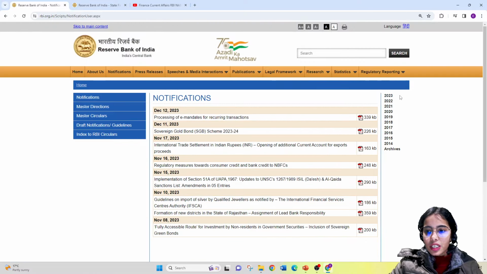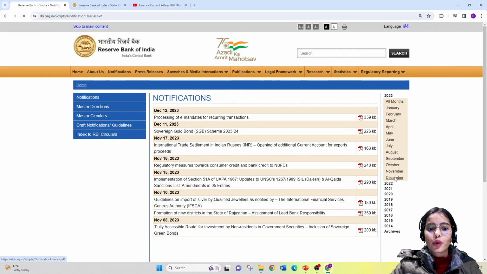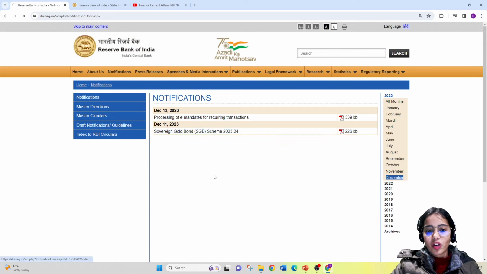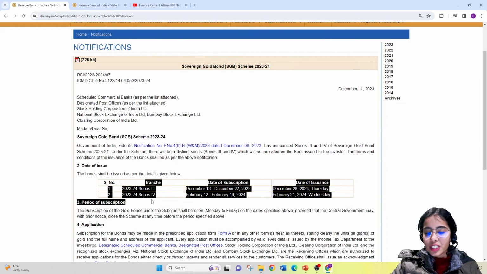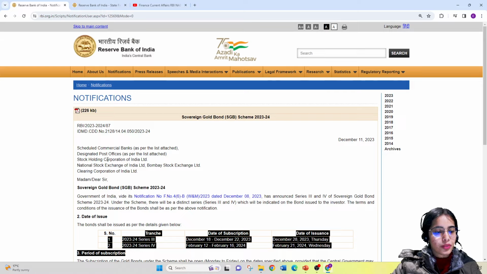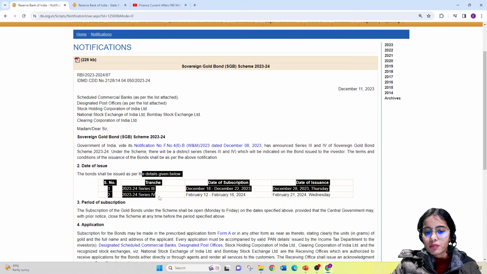Now notifications: if you see for December 2023, there are only 2 notifications. One is for the Sovereign Gold Bond Scheme 2023-24, that is, 2 tranches have been released. That's it. So the issue of the 2 tranches, the details have been released.